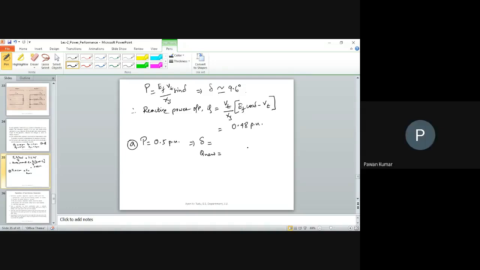Delta will become 19.47 degrees. Okay, so around 19.5 degrees. And what is Q new? 0.414. Okay, 0.414 per unit.